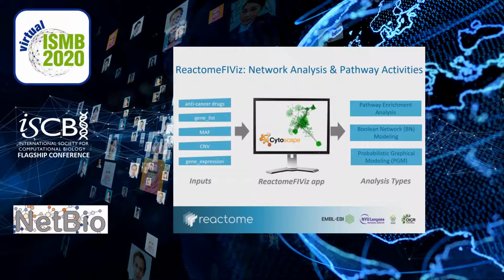The Reactome FI Viz app performs single and multi-omics pathway and network-based data analysis via the Cytoscape platform. Following a recent update, the FI network now consists of 13,000 proteins and 436,000 interactions and provides support for gene set enrichment analysis for Reactome pathways.